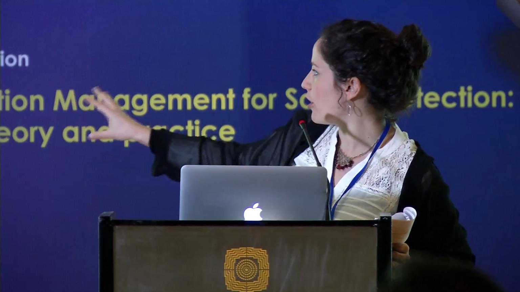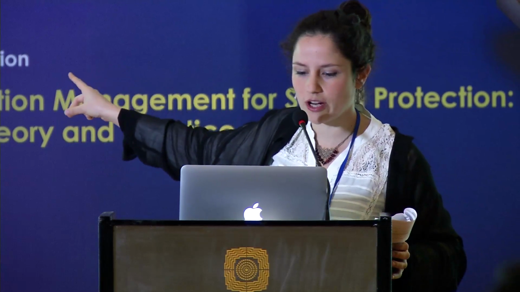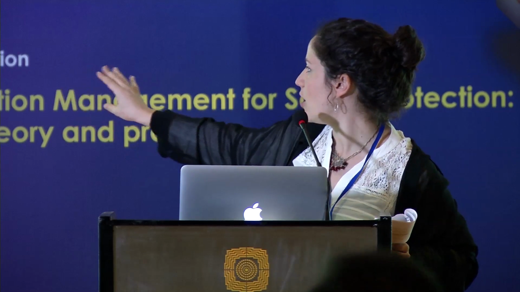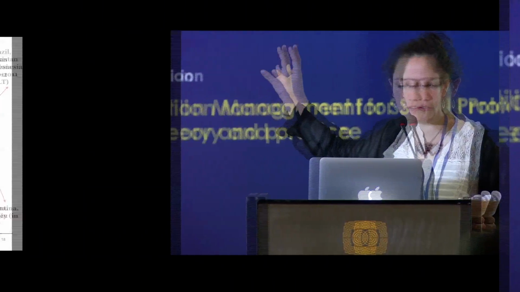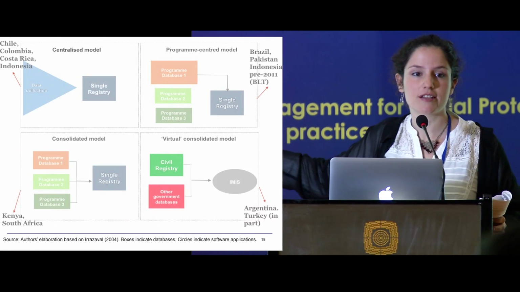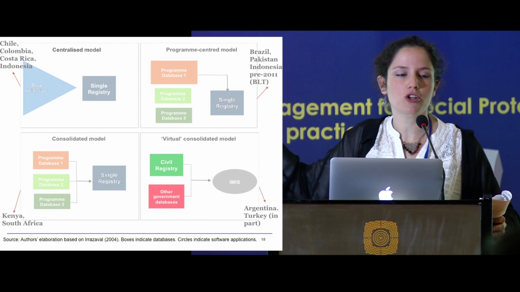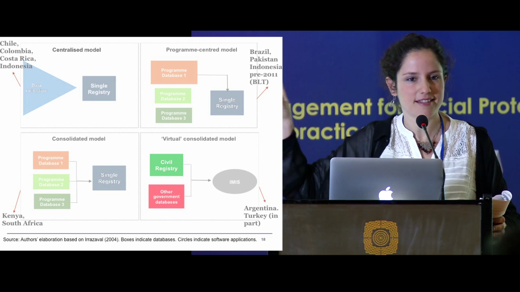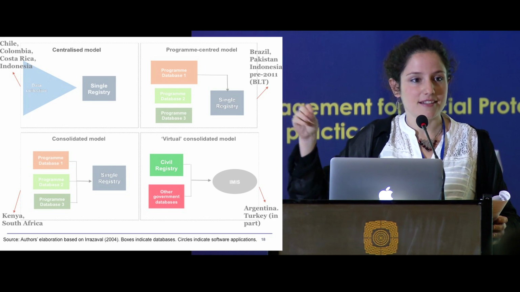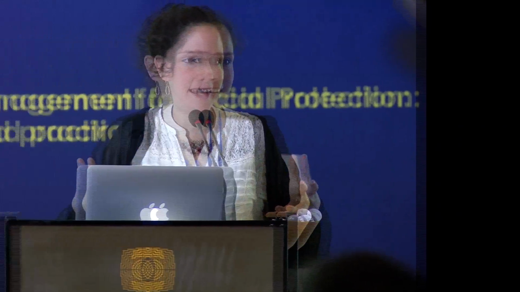Okay. This we went into yesterday. If you remember the 4 models, you can hardly see them on the screen: the centralized model, the program-centered model, the virtual model, the consolidated model. So those were the 4 models we looked at yesterday. As we said yesterday, I just wanted to repeat this. These are 4 approaches also to collecting data. Kind of, what do you do?